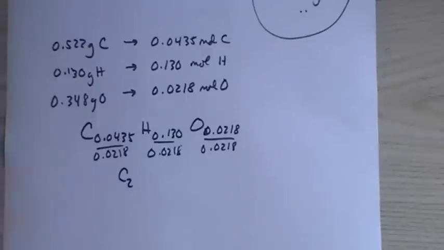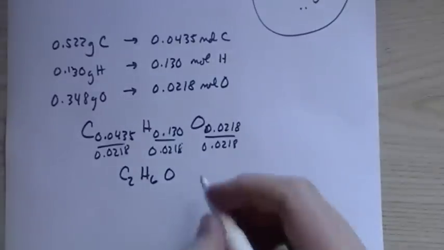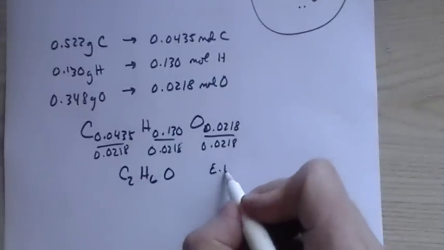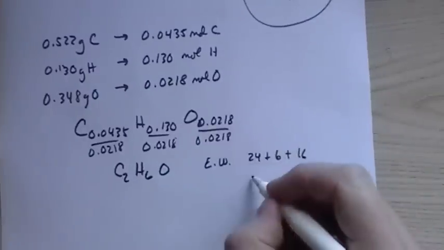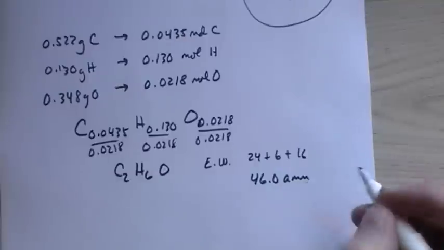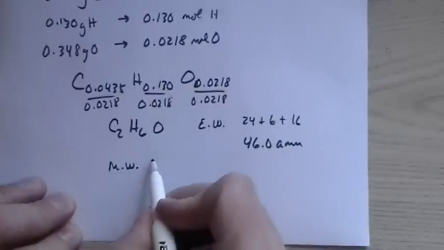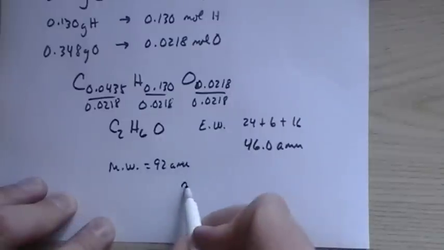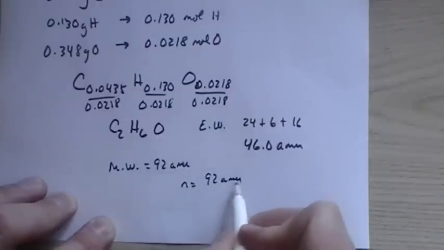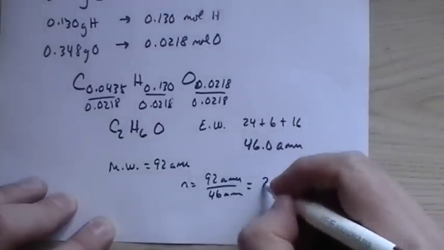So this is C2, and then 0.13 divided by 0.0218, so this is H6O. So the empirical weight, again, really briefly, is 24 plus 6 plus 16. This comes up to be 46 AMU. And the molecular weight is 92 AMU. So N is 92 AMU divided by 46. And that comes up to be 2.